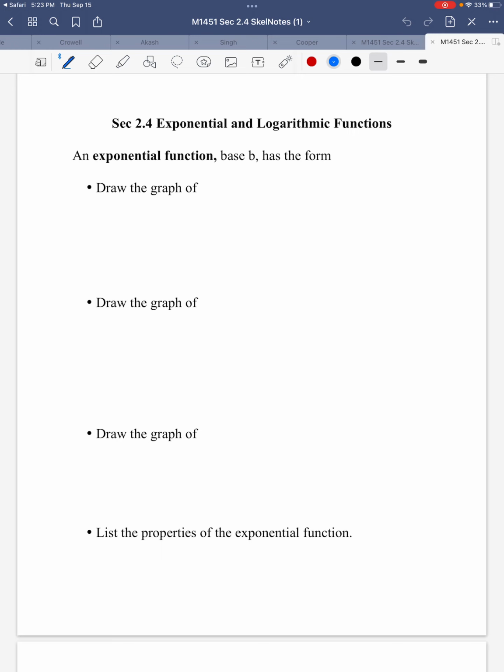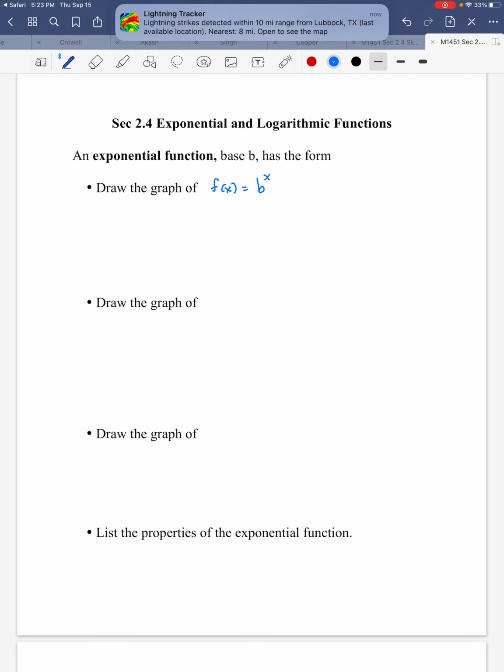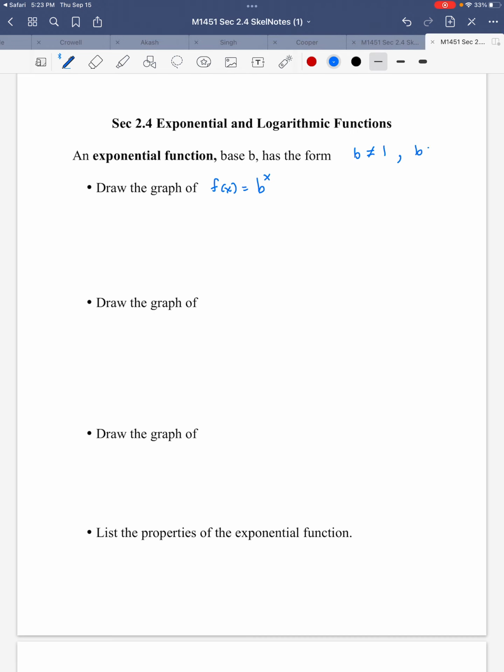Exponential functions base b have the form f of x is equal to b to the x, where that number b can't be 1, and it has to be positive. So if I break it into the categories where b is not only positive but bigger than 1, then remember that we have a growth curve.